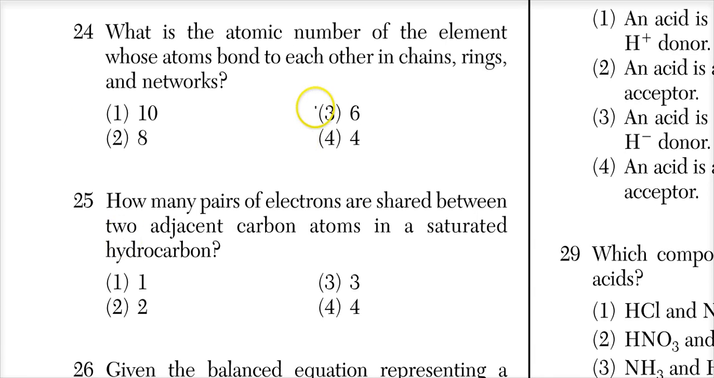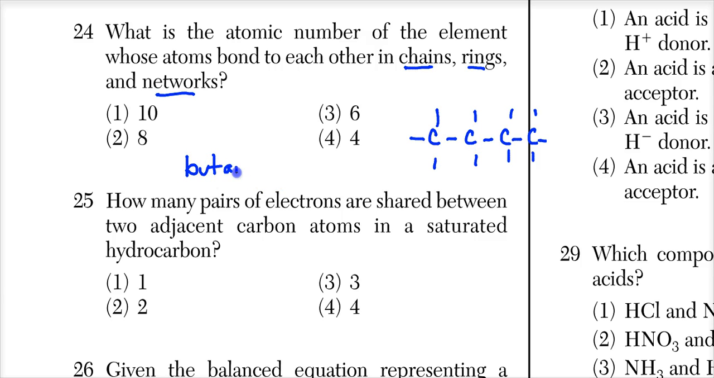Number 24. What is the atomic number of the element whose atoms bond to each other in chains, rings, and networks? Well, chains would mean you have some kind of element that keeps bonding with each other. And one of your units was organic chemistry, where we had carbon chains. In fact, we named the carbon chain. For instance, this has 4 carbons in its molecule. So this would be meth, eth, prop, but from table P, and it'd be a butane because of single bonds. So organic chemistry is dealing with the chain bonding of the carbon backbone.